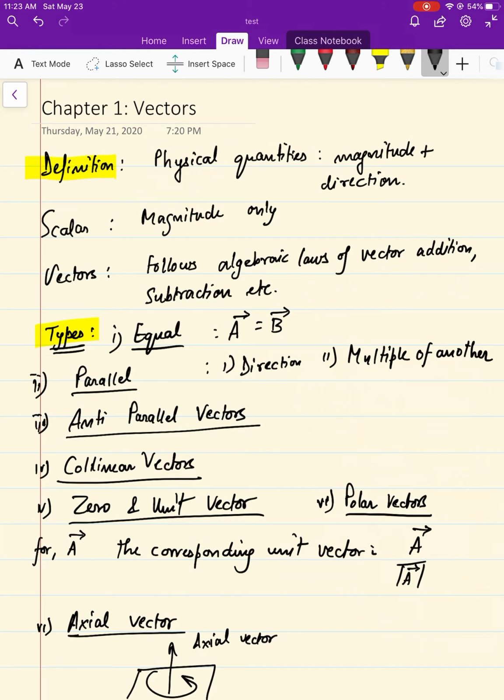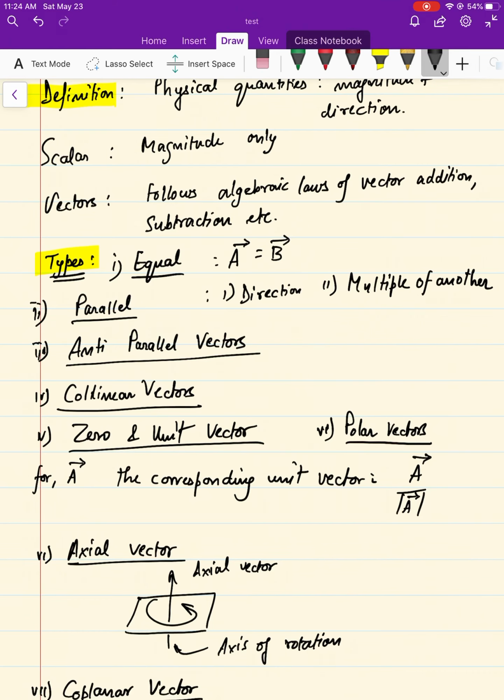As you can see over here, a vector is defined in general by its magnitude as well as its direction, in contrast to scalars, which are defined by magnitude only. For a vector, the fundamental thing to consider is that it follows the algebraic laws of vector addition, subtraction, etc. So in general, a quantity which has magnitude and direction only is not sufficient to be defined as a vector. It needs to follow the algebraic rules of vector addition in order to qualify. So that's a fundamental point to note.